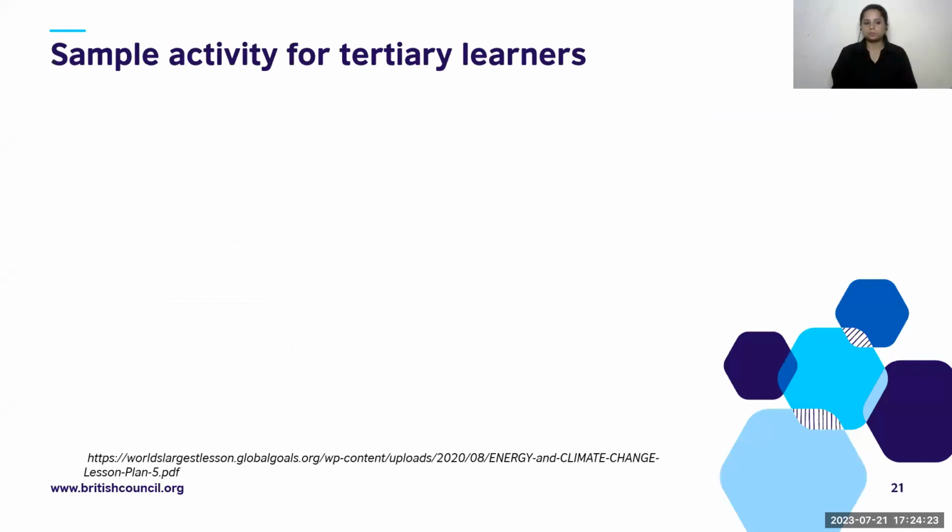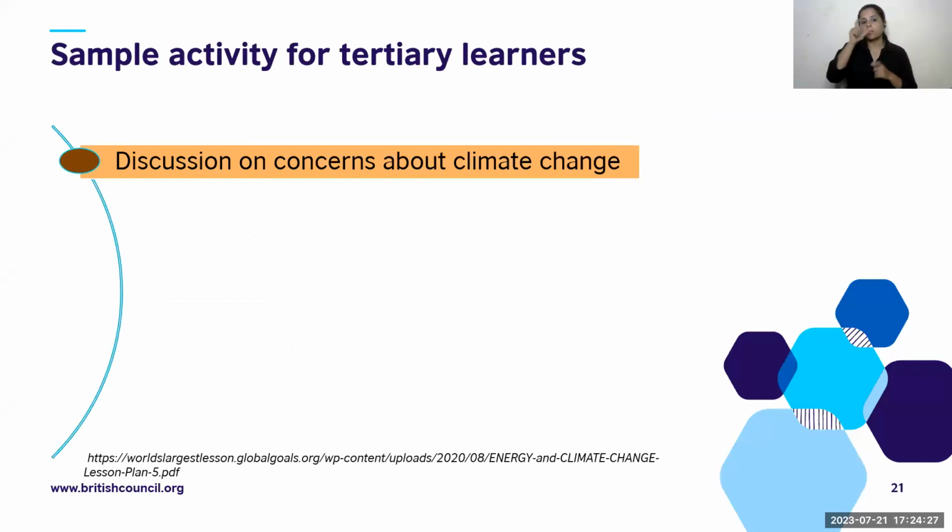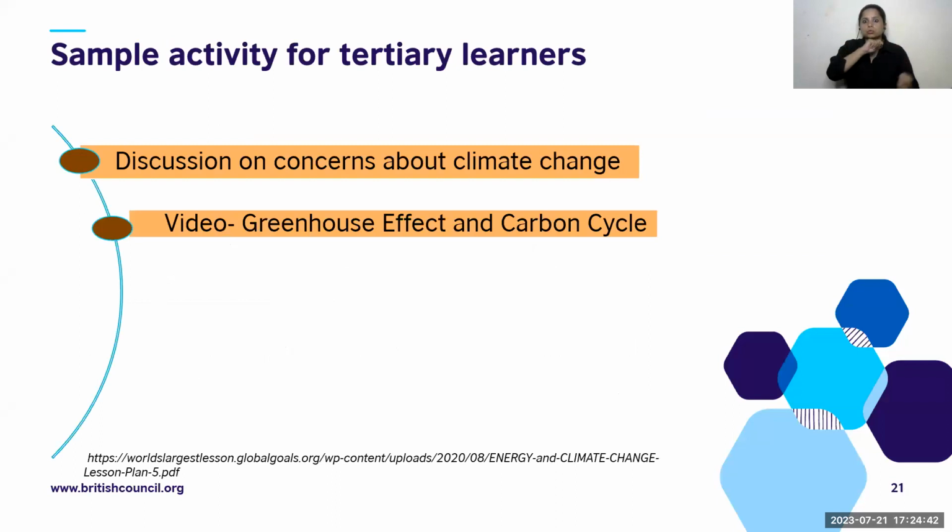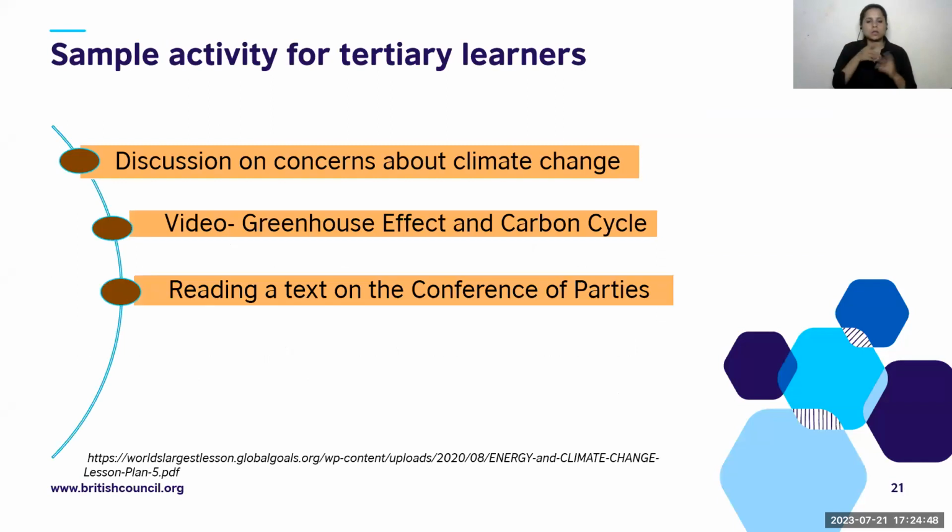Now we are going to a sample activity for tertiary learners. This is an interesting activity which covers a lot of skills and it will interest learners from all subjects. So here there is a discussion. First of all, we start with a discussion on concerns about climate change. Then we go on to a very technical video about the greenhouse effect and carbon cycle, which will interest the tech learners. Then there is a text about the Conference of Parties.